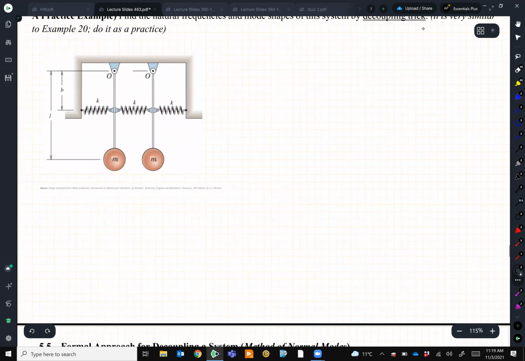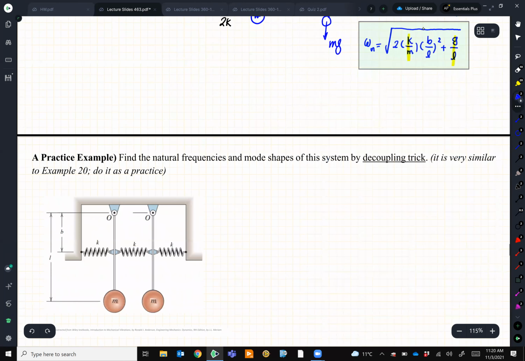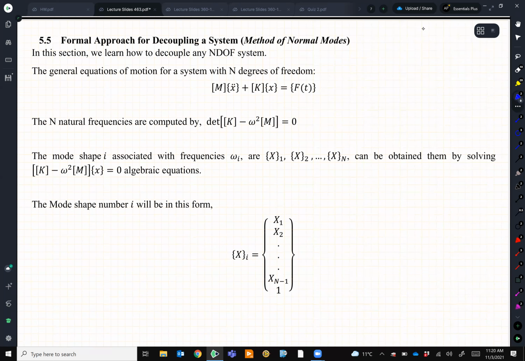So we were lucky with a system like this one because it was symmetric, it was 2 degree of freedom, and we intuitively could figure out how this system moves. But what if the system is not symmetric, like this one is 2m, or maybe the length of one of the pendulums is longer, or maybe the system is 3 degree of freedom or 4, then that's not possible. So here is a systematic approach to make an n degree of freedom system into n independent systems.